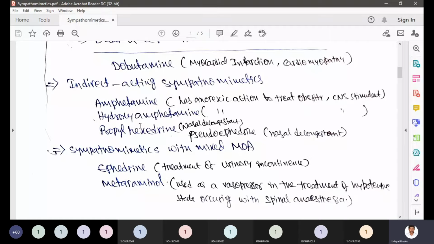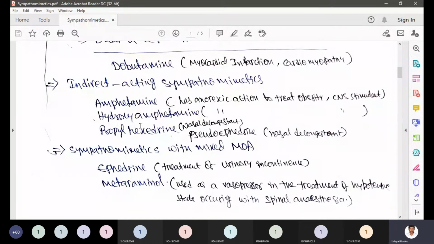Okay, so if you see the therapeutic indication for amphetamine, it has anorexic action, and that will be very helpful to treat obesity, and it is a CNS stimulant. The same therapeutic use applies for hydroxyamphetamine. And the third one is propylhexedrine. Okay, six membered ring, maybe propyl means you know. Okay, in amphetamine, AM may be for amyl group, PH may be for phenyl group. Okay, there is an amine.